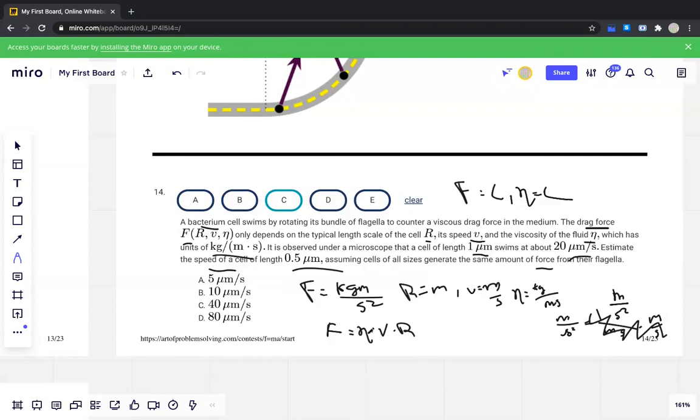And we also know that the force and the viscosity are constant. So this means that the velocity of the cell times the radius of the cell must be constant. So this must be some constant c. Therefore, V1 times R1 must be equal to V2 times R2. And we're given that V1 is 20 and R1 is 1. So we have 20 equals V2, which we're trying to solve for, and R1, which is 0.5. So V2 times 0.5. And if we solve for V2, we get it's 40 micrometers per second.